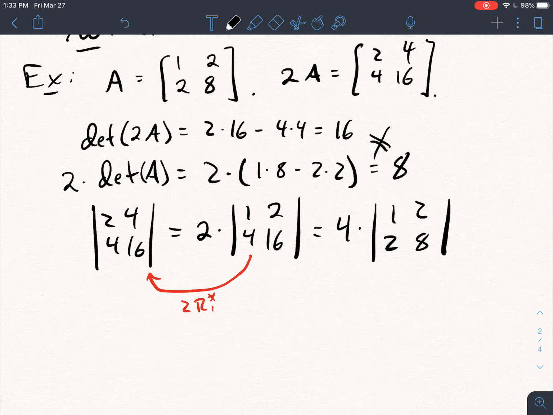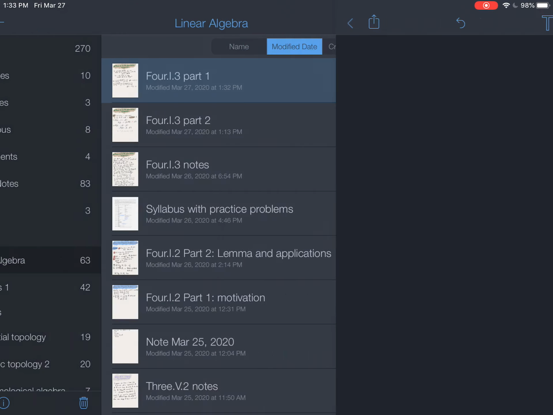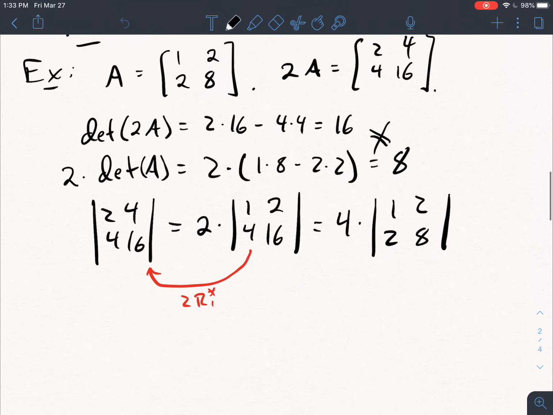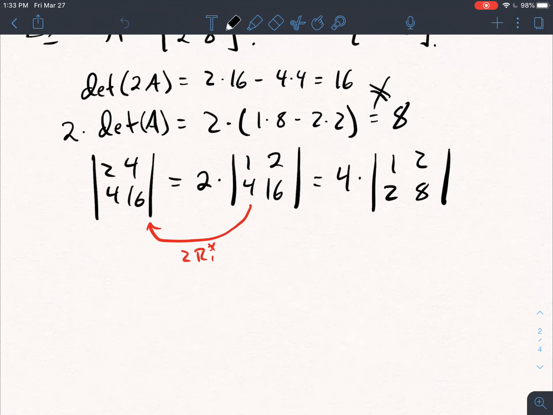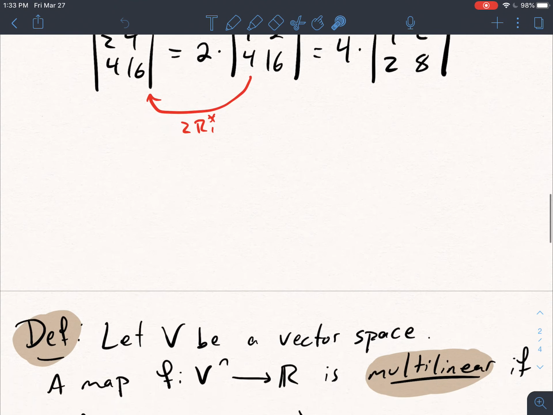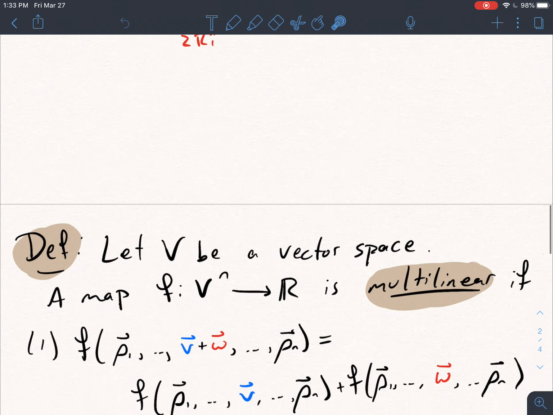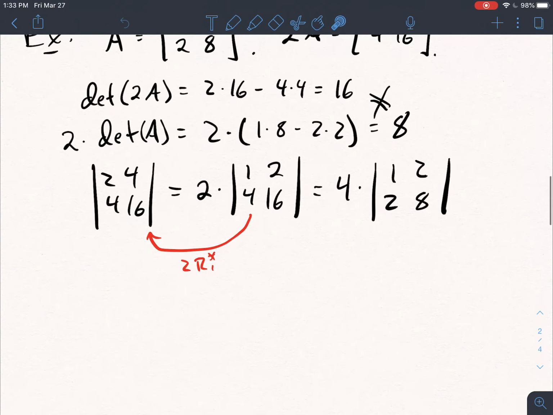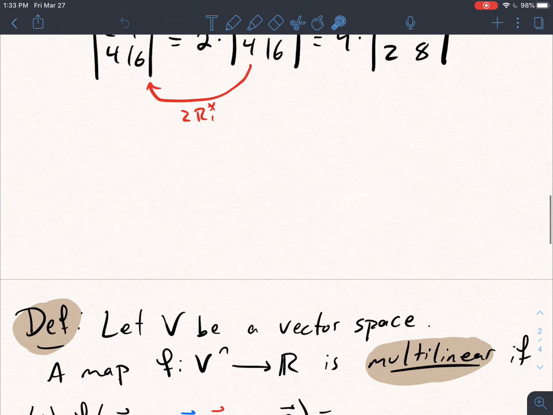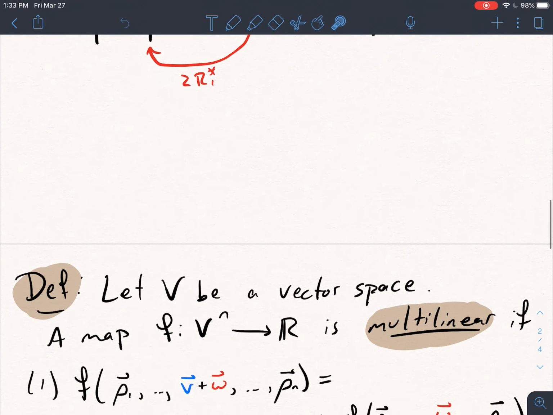So what's going on here? Sorry, let me back out. I'm not sure why I can't scroll sometimes when I'm using this app. Anyway, the property that I was illustrating over here is called multilinearity.